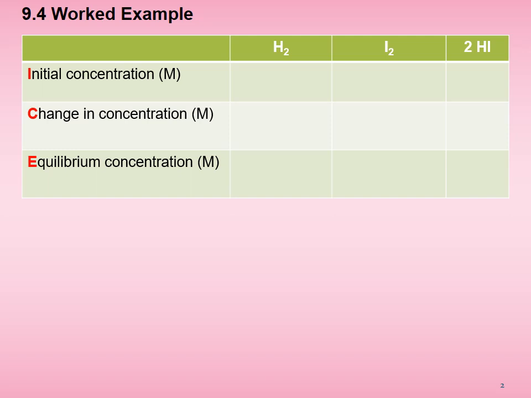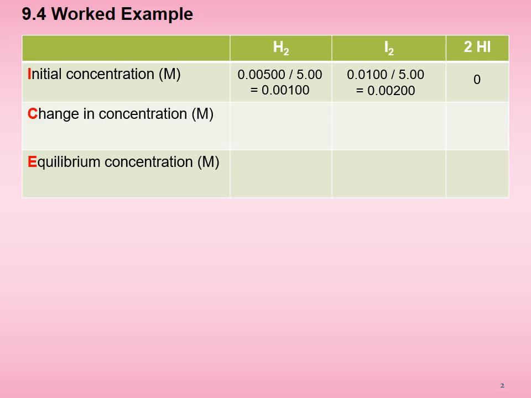But in the ICE table, we are to use concentration. We need to convert number of moles into concentration. We divide number of moles by volume of the container, which is given as 5.00 liters. Moles per liter is molar. There is no mention of the concentration of HI at the start, nor is it stated that HI is present at the start. So we take it that initial HI concentration is 0 moles per liter.